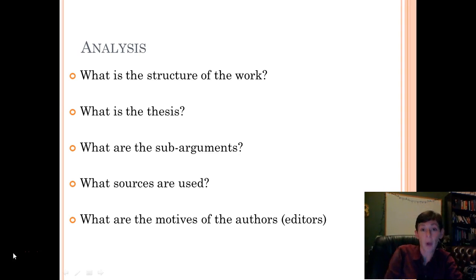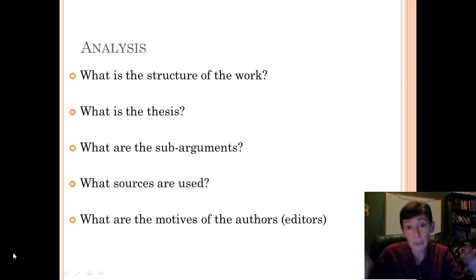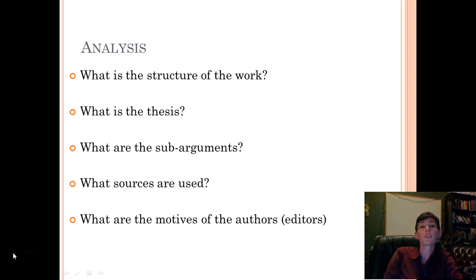Then you need to look at the sub-arguments that the authors lay out. What kinds of sources are used? You need to think about these things. The motive of the authors clearly was, well, clearly, it's debatable, was to reinvigorate the Catholic Church and clear up some ignorance in terms of how people see the Catholic Church and its relationship to academic knowledge and understanding.